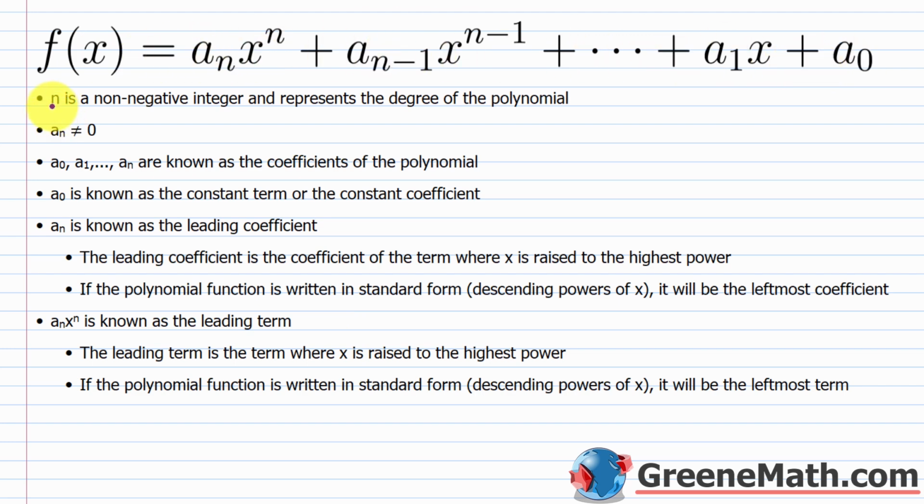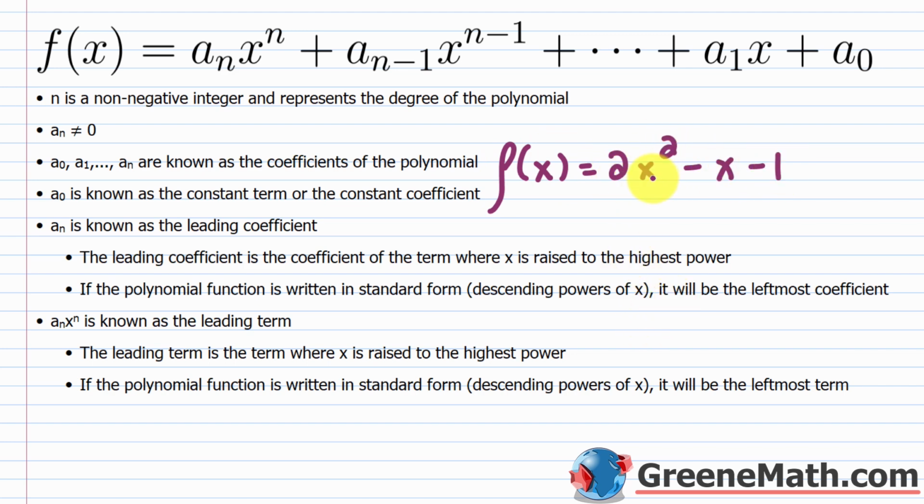So you see here we have that n is a non-negative integer and represents the degree of the polynomial. We are also going to say here that a sub n, so this guy right here, is not allowed to be equal to 0. So just think about this with a simple example. Let's say you have f of x is equal to, let's just do something like a quadratic so it's easy, 2x squared minus x minus 1.